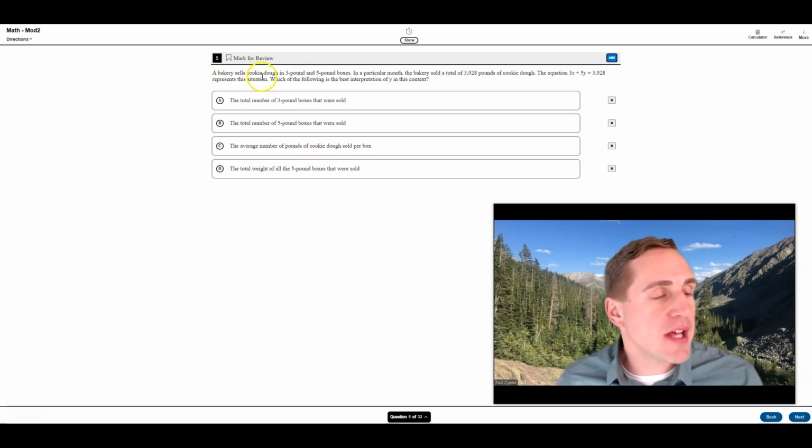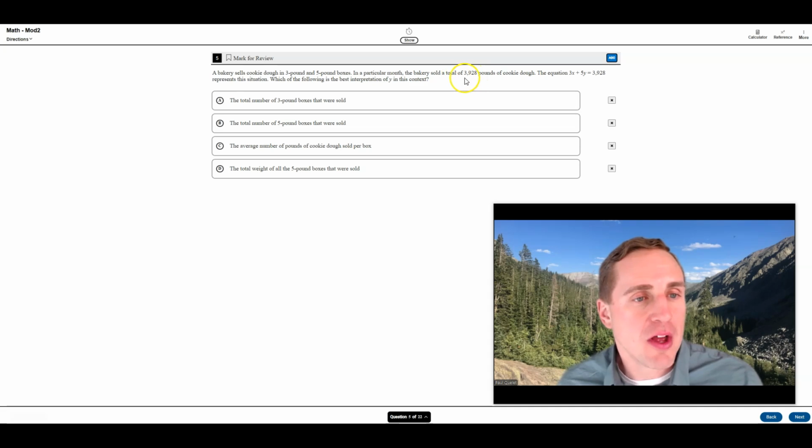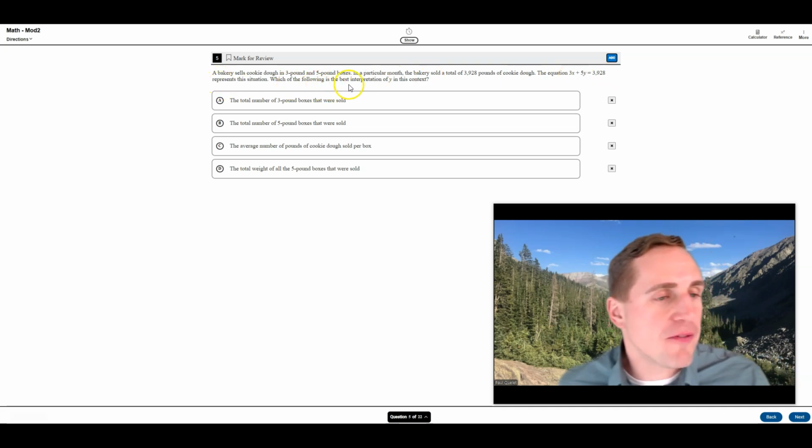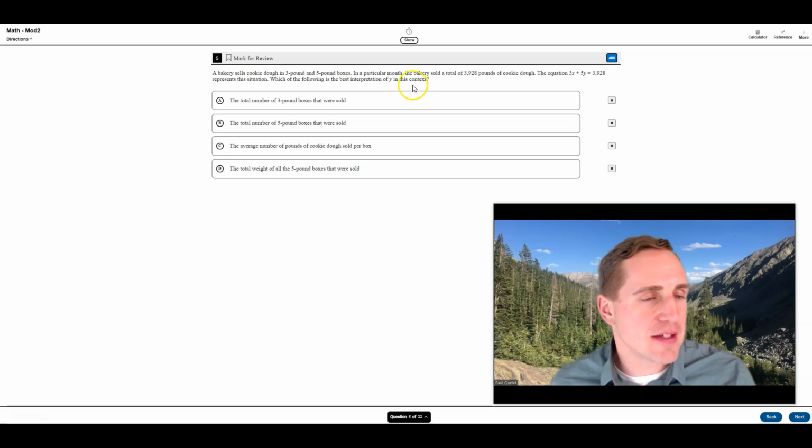Number 5, a bakery sells cookie dough with 3-pound and 5-pound boxes. In a particular month, the bakery sold a total of 3,928 pounds of cookie dough. The equation 3x plus 5y equals 3,928 represents this situation. Which of the following is the best interpretation of y in this context?